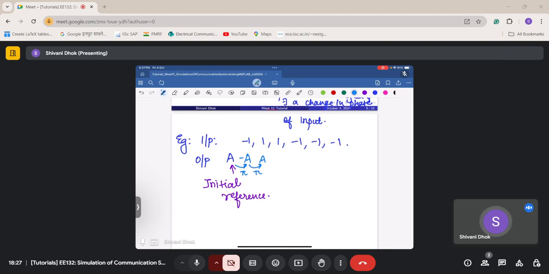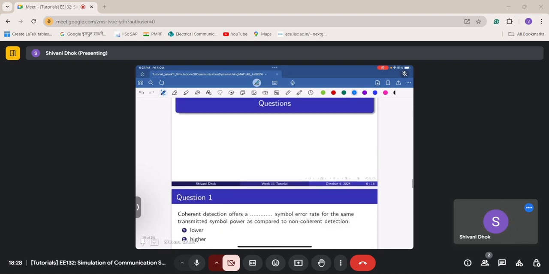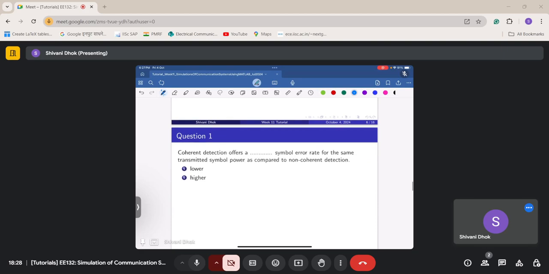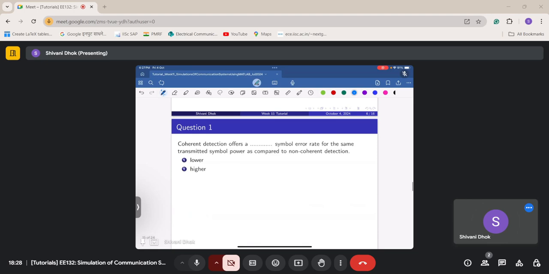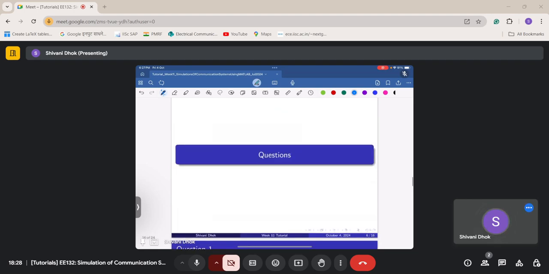Now I have 1 to 1, so that will remain a. Again, I have -1, so that will be no phase change. Now here it is -1, same, nothing is changing, so it will remain as it is. Okay, so this is known as differential phase shift keying. Any questions? If you have any questions, then let me know. Otherwise, I'll move on to the next question.